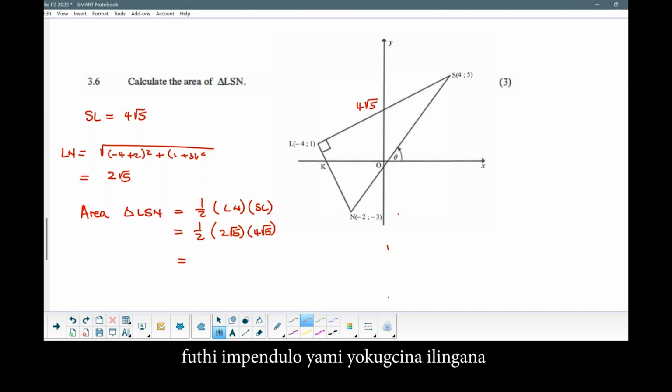And my final answer is then 20 units squared. Area is always squared.